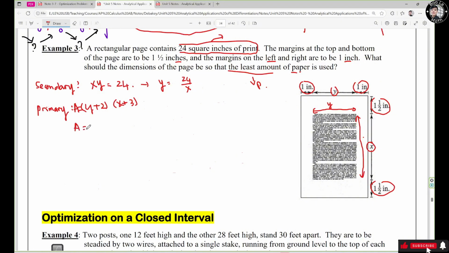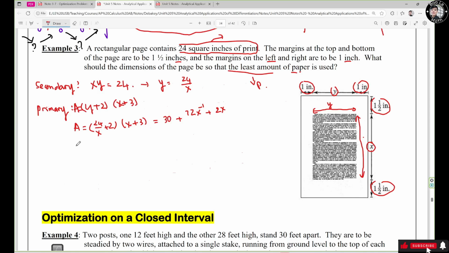So A equals 24 over s plus 2 times s plus 3, right? Now I need to multiply this one out. So this guy turns out to be 24 plus 72 over s. Now 72 over s, can I write this one as s to the power of -1 so that I can take the derivative easily, right? Now 2 times s, it could be 2s, right? And 2 times 3, it could be 6, and 24, it could be 30, right?